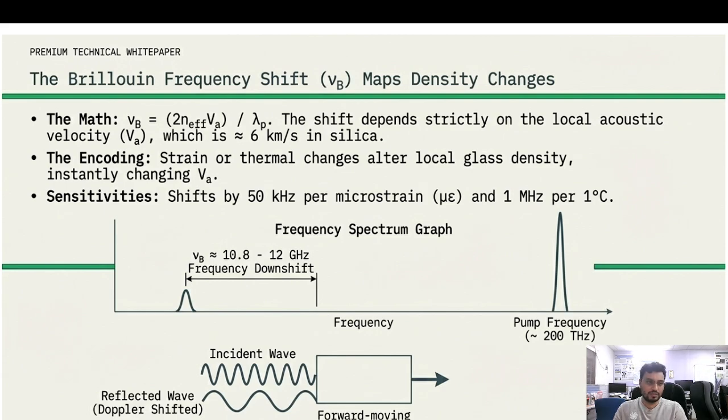Moving towards the next thing, which is Brillouin frequency shift, VB, maps density changes. Just give me a minute, and after that I'll come back.